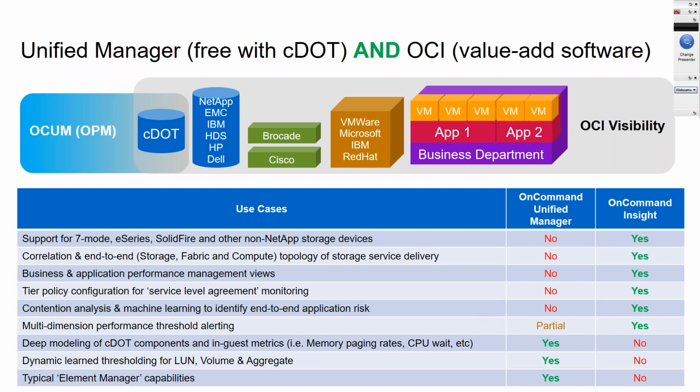And then when we get deep into the CDOT platform, there are specific things that Unified Manager is developed to do that OnCommand Insight does not support today. Some of those things are the deep level metrics that you might want. Maybe they're specific performance protocol details that you're looking for, memory paging, CPU wait times, things like that. Maybe you want to leverage some of the dynamic learned thresholding for LUN, volume and aggregate details. And then, of course, you have the element manager capabilities of Unified Manager, which are very specific to that device, and hence why you'll be better served using Unified Manager to serve some of those device management needs. So hopefully that effectively answers that question.